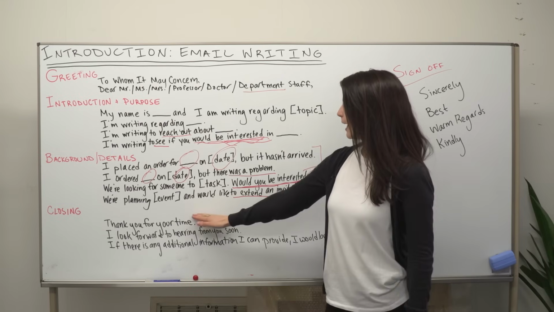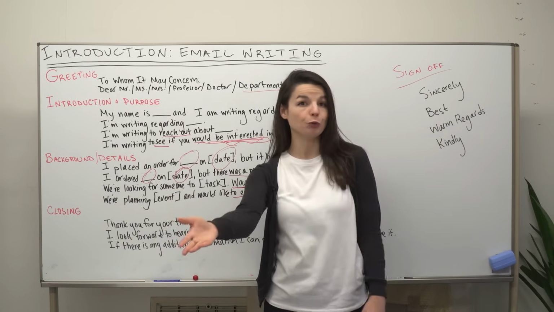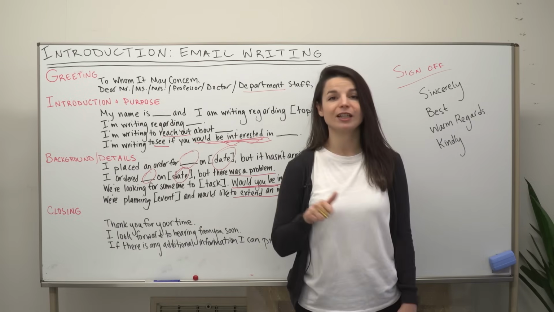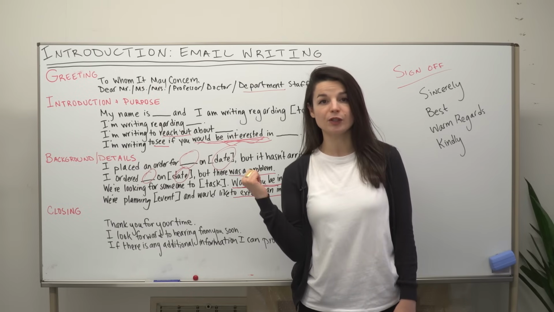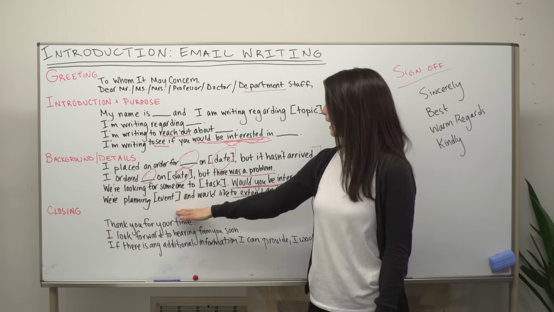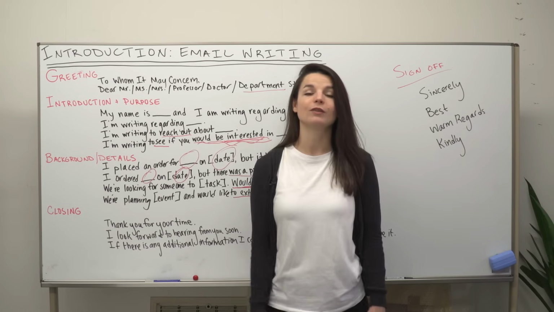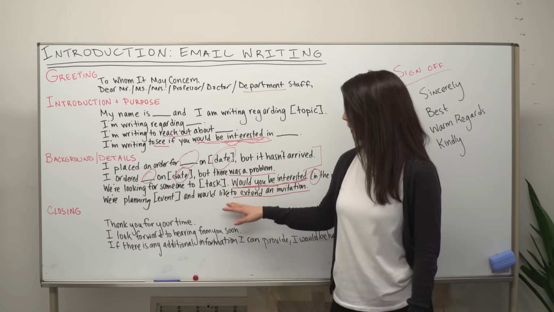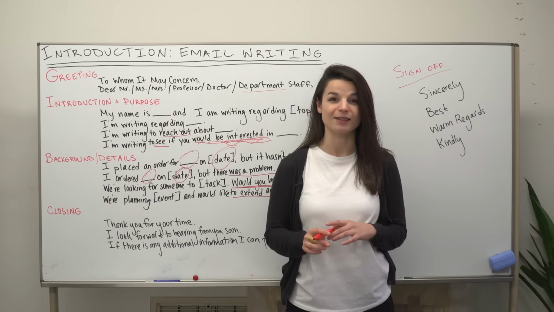So we are planning a seminar and would like to extend an invitation to you, perhaps, as well. So this is for an event invitation, or maybe there's something else you would like to invite this person to. Like we're planning a conference and would like to extend an invitation to you to give a speech at the conference, for example. So there are many ways we can change this sentence to invite someone to participate in something.